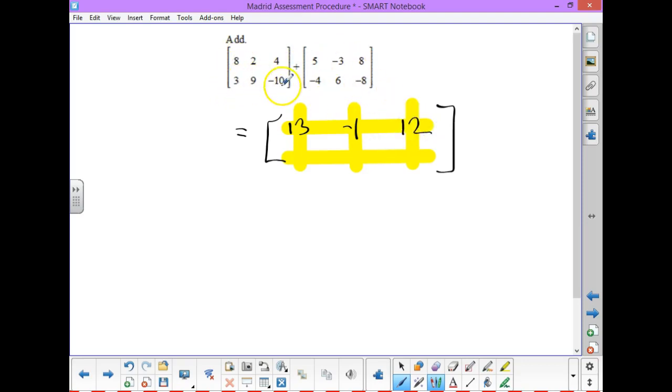Next I'm going to deal with the second row. First column is 3, first column is -4, so 3 plus -4 is -1. And I've got 9 plus 6 is 15. That was my second column. Now my third column is -10 plus -8 is -18. Done.